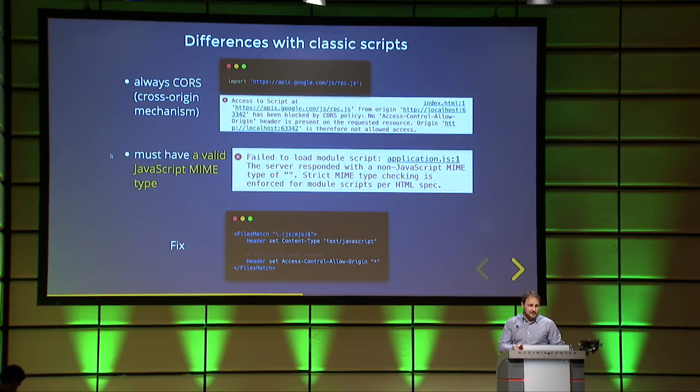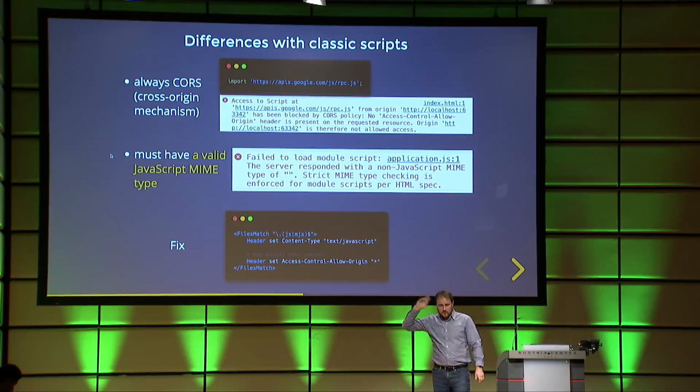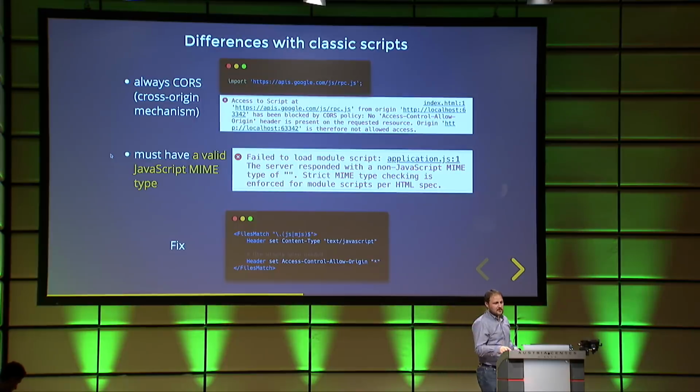Differences with classic scripts: they always use the cross-origin mechanism. Previously, in your script, it didn't matter if you said, I want to execute something from Google, go. Yes, your browser started execution. Here you cannot, for security purposes; now it follows the cross-origin mechanism. If that particular host doesn't allow you to execute the file, if there is no specific header like Access-Control-Allow-Origin, it will not be executed. Which is good, just believe me, for security reasons.